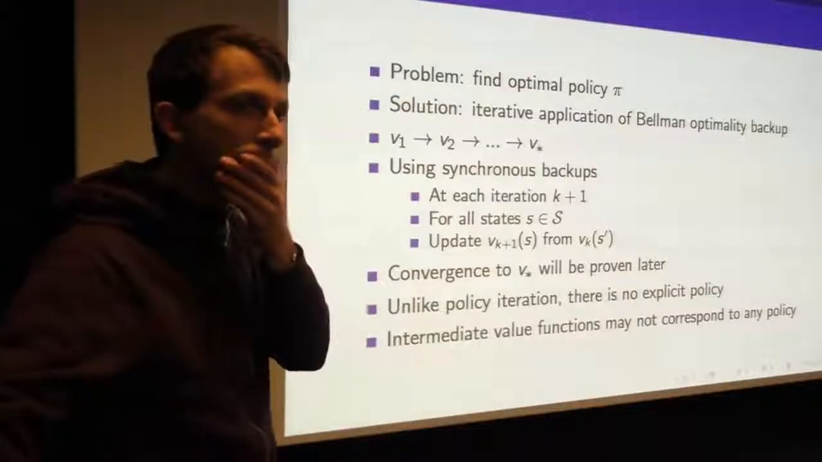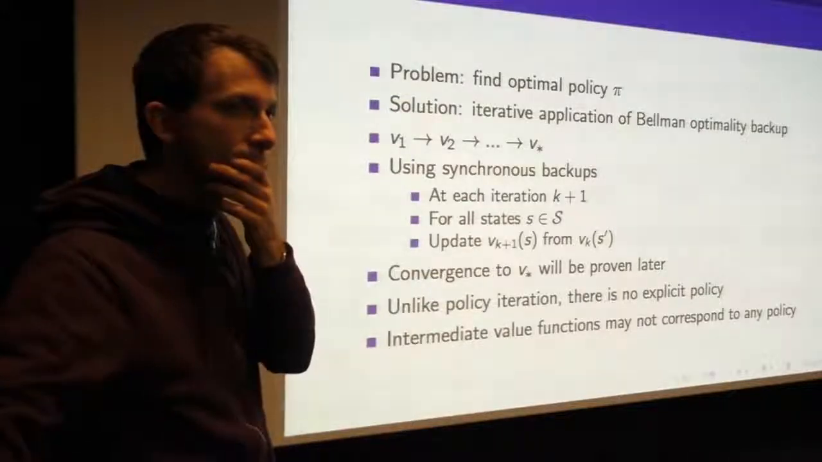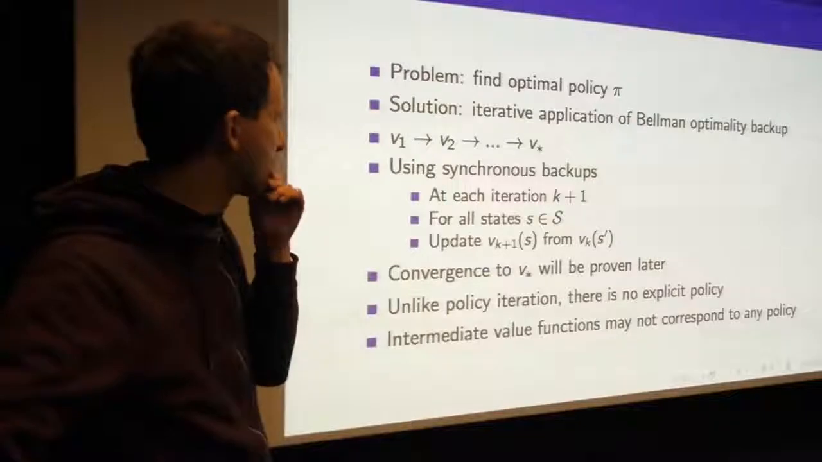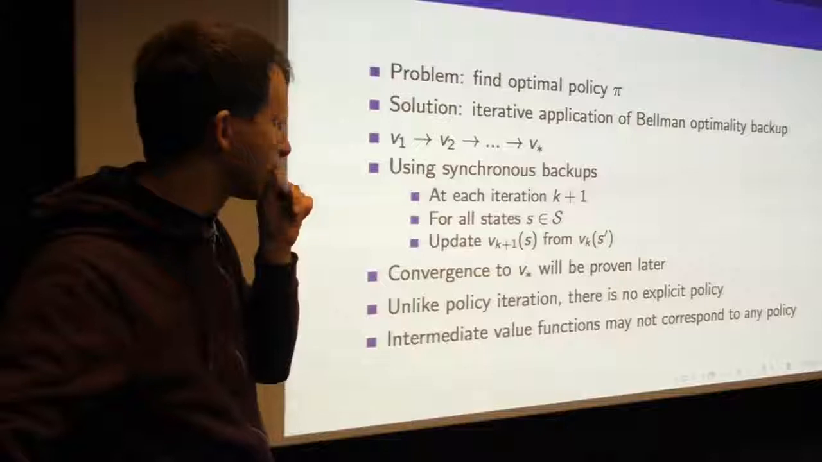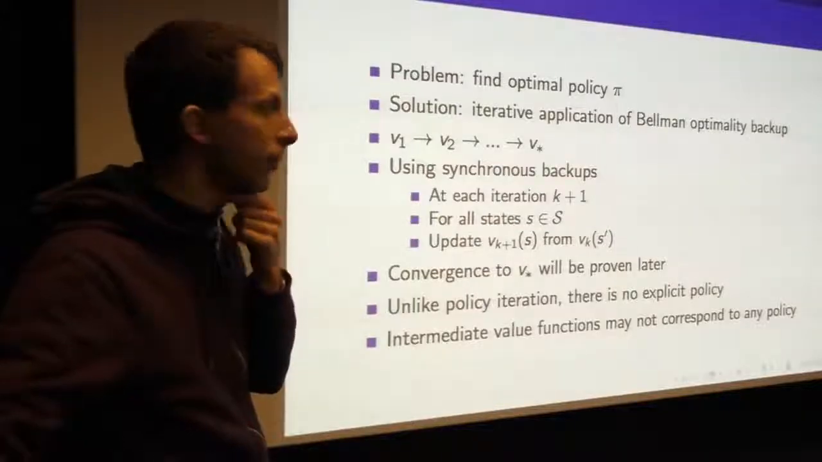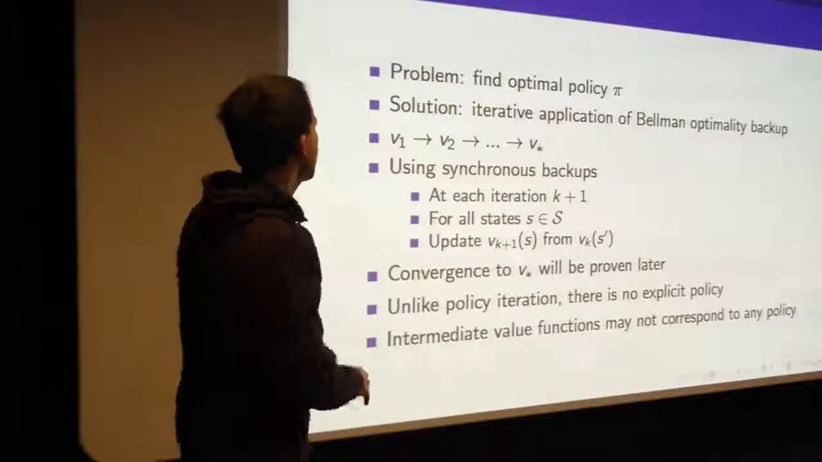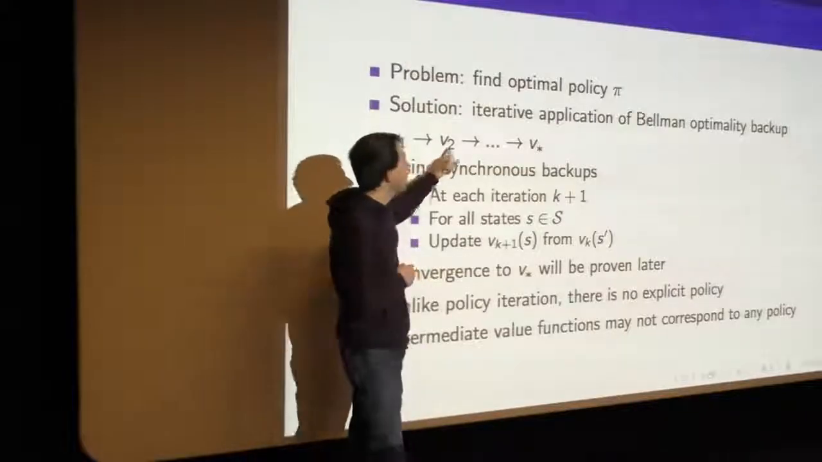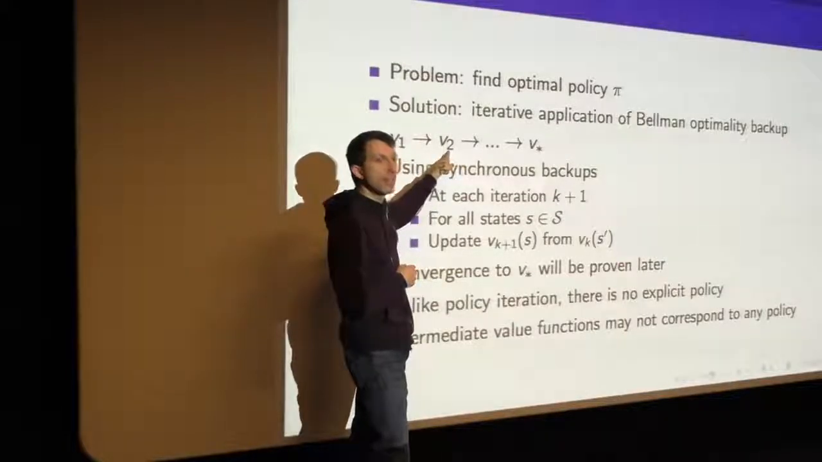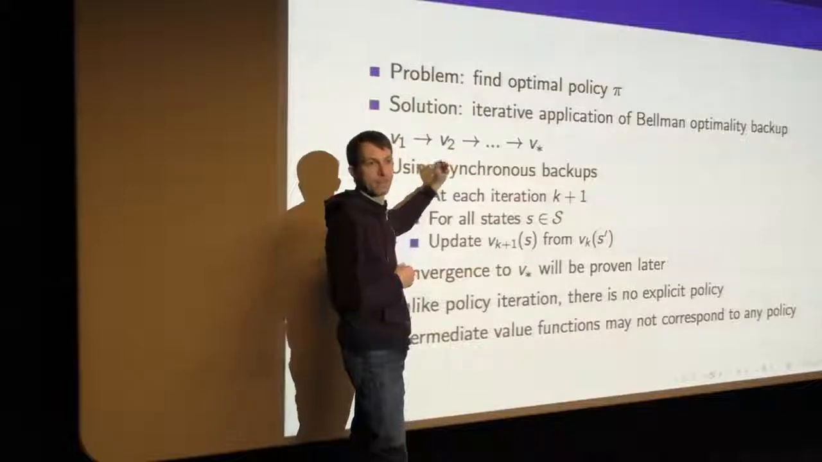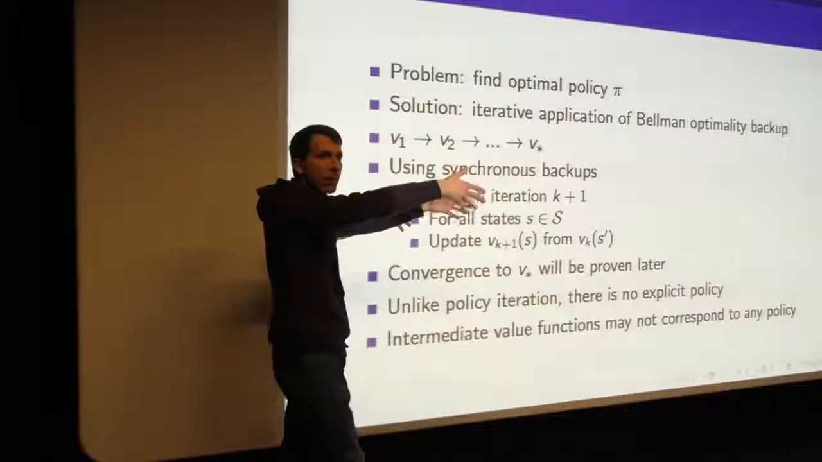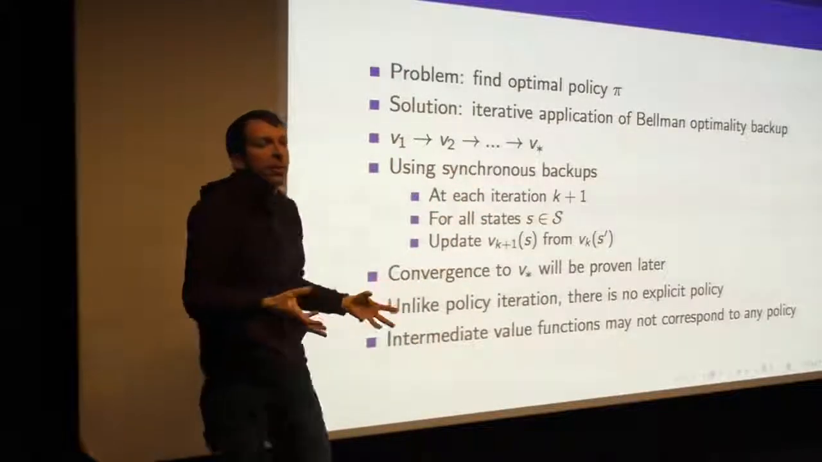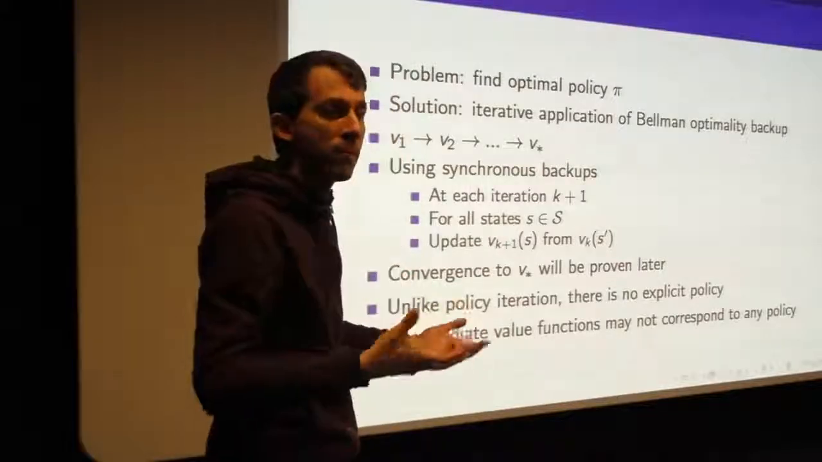What do you mean that this value iteration could not correspond to any particular policy? So I mean that the intermediate v's that you get may not equal v pi for any pi. They're just intermediate constructs that we've created by iterating some algorithm, and at any given moment they might not be the value function of any real policy.